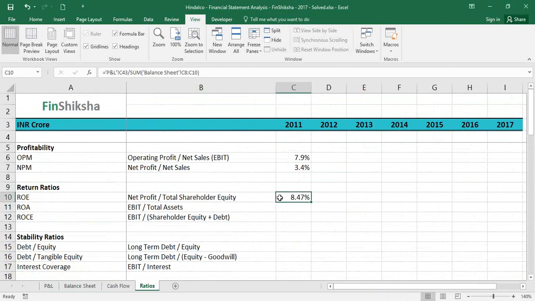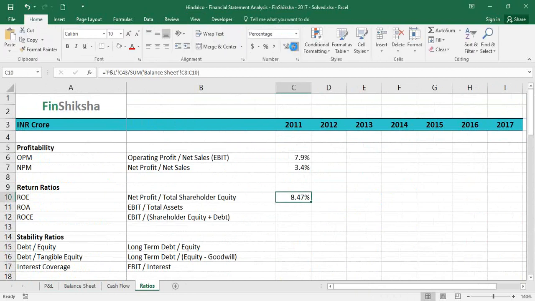So this works to about 8.5% or something. Let's format it accordingly so that we have the same. Then we look at return on assets. Now you note that the formula changes a little bit. The formula uses a term called EBIT and not net profit.